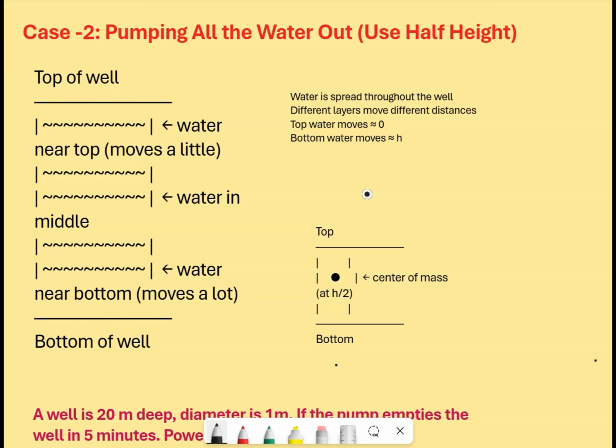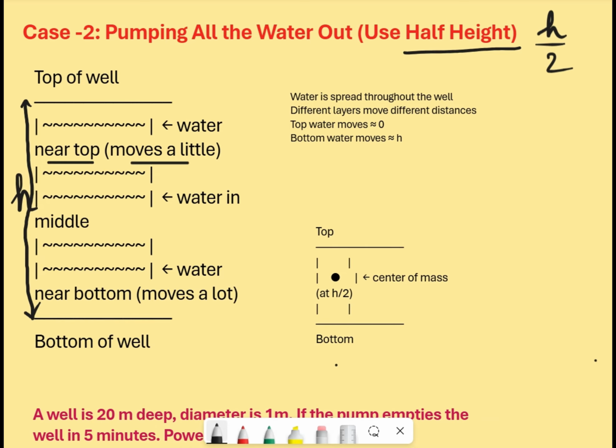So case number 2, pumping all the water out, when we are using actually the half height, it means H by 2. So this is the well from here up to the bottom. The total height is H, and this is the middle position. Here is a very important thing we need to share, that the top water of the surface of the well moves little, but the bottom water moves a lot. This is a very fundamental concept for these types of math.